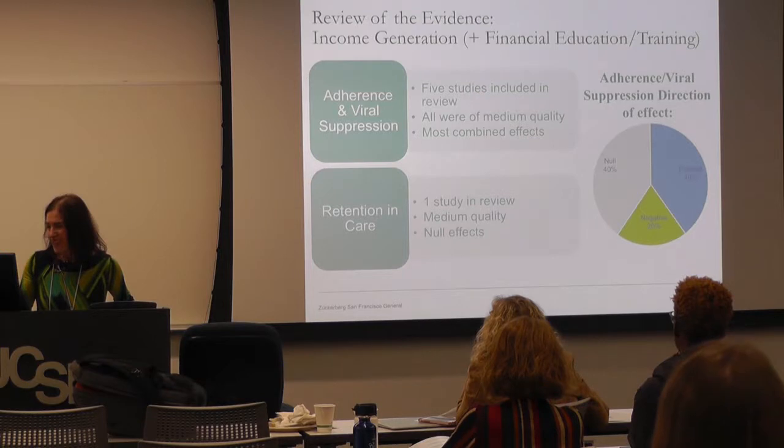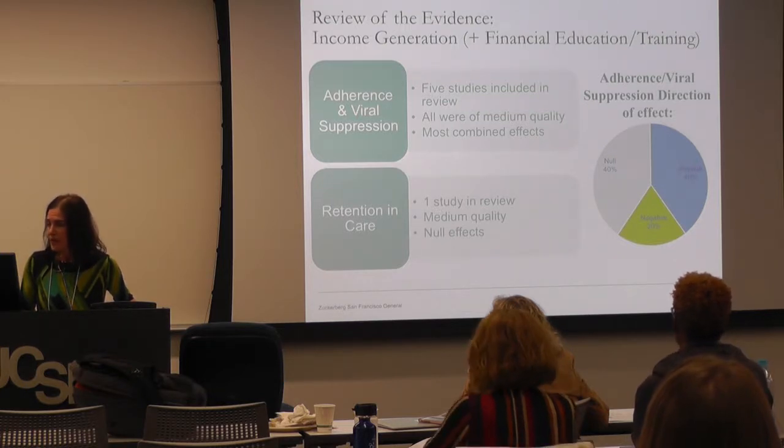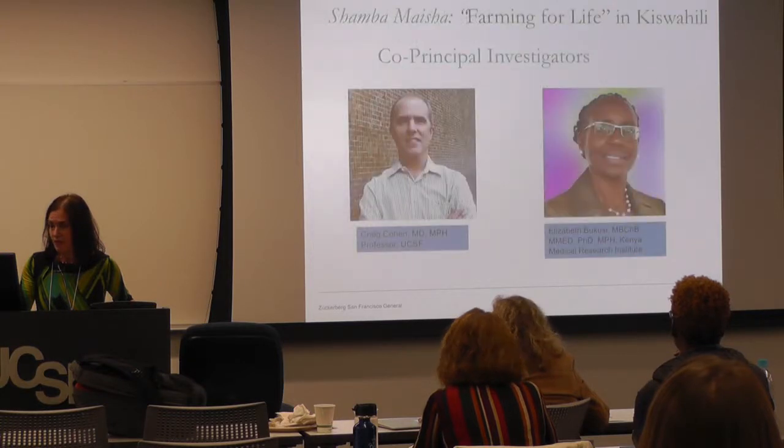And if you look at the category that had 6 studies, income generation, you could see that the data were really of medium quality. They were generally small studies. Most of them had looked at combined effects of income generation with another type of intervention. And within this context, the evidence on impacts on adherence and viral suppression was quite mixed. So clearly there is a need for more data.